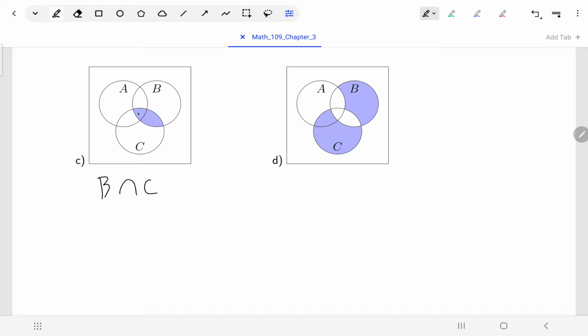Because if I said, where do B and C overlap? Well, there's the very center, that's part of it. B and C are overlapping there. That includes some of A as well. You'd also have B and C overlapping in the second part, which doesn't include any of A.